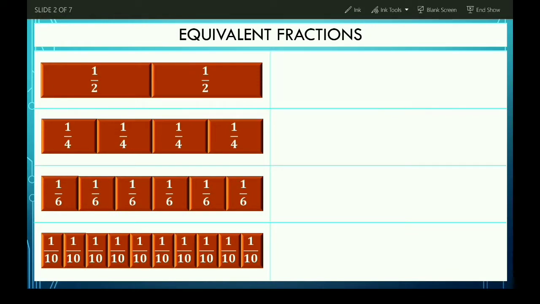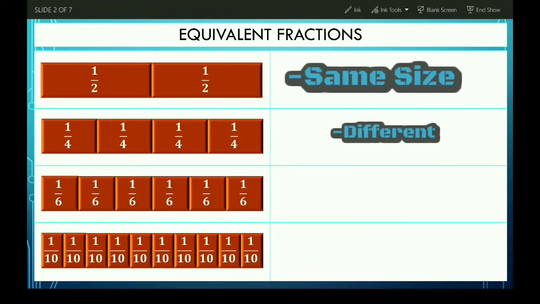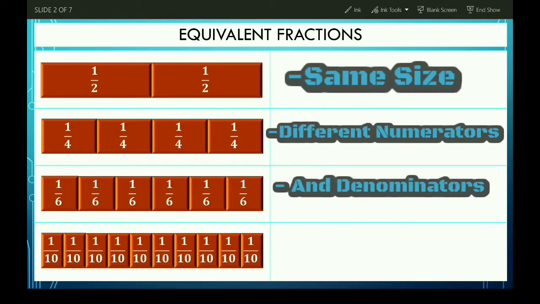Equivalent fractions. Now, in order to understand equivalent fractions, we first need to know the definition. So equivalent fractions are fractions that are exactly the same size, but they have different numerators and denominators.